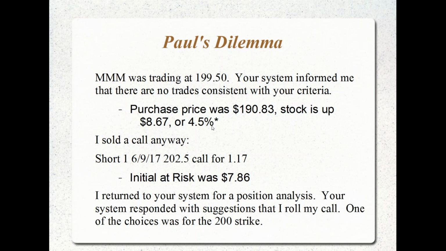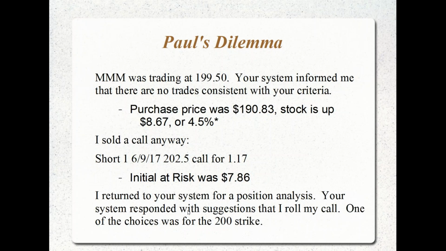So Paul didn't see any rollout opportunities in the portfolio. He decided to sell a call anyway. He sold a June 9th expiration 202.5 call for $1.17. Okay, now I pointed out here that the initial risk was 786. So he returned to the system for position analysis after he sold the call. The system responded with suggestions to roll the call. One of the choices was for the 200 strike.